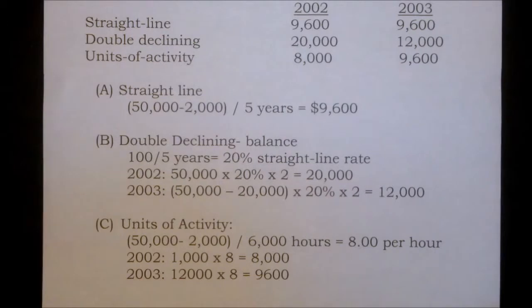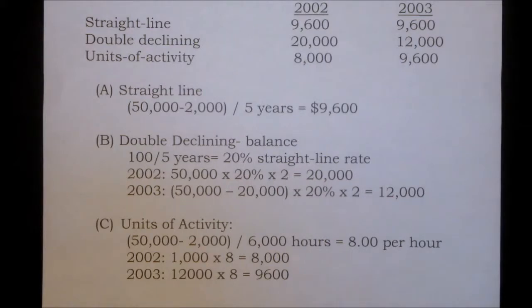Secondly, we're going to do double declining balance. First, we're going to find the percentage that will be multiplied by the cost of the asset. We'll divide 100 by 5 years, and we'll get 20%. In 2002, we take $50,000, times 20%, times 2, and we'll get $20,000. And in 2003, we take $50,000 minus $20,000, times 20%, times 2, and we'll get $12,000.